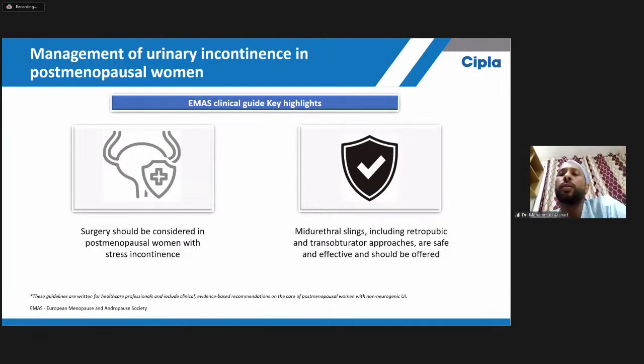The last group of management includes surgery. Surgery per se does not have a very good effect on the overall symptoms and quality of life in urinary incontinence, but it should be given if the person is suffering from stress urinary incontinence or mixed urinary incontinence. That is, the patient has symptoms of overactive bladder along with stress urinary incontinence.